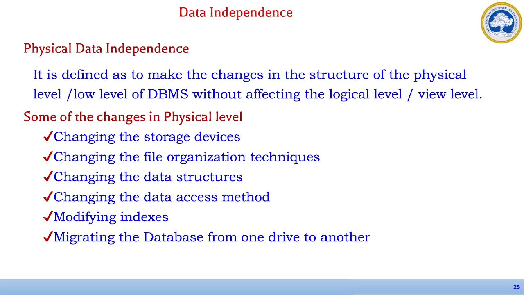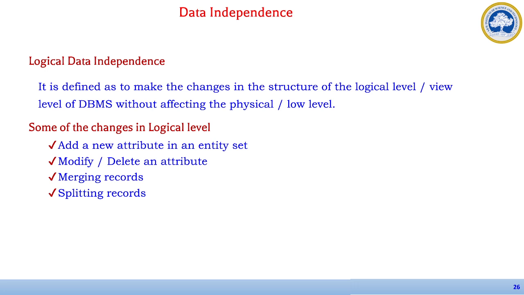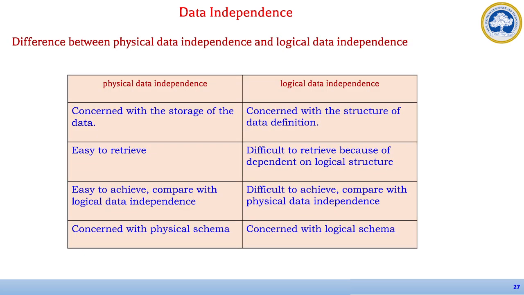the performance. What is physical data independence? It is defined as making changes in the structure of the physical level. Some of the changes in the physical level are changing the data structures, changing the file organization techniques, changing the data access method, and modifying indexes. Logical data independence is defined as making changes in the structure of the logical level, view level, without affecting the physical level.